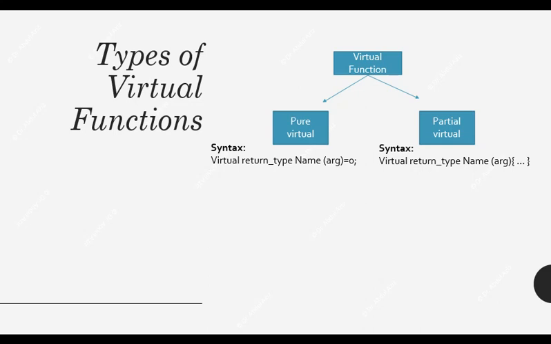On the other hand, we have the partial virtual function, which means it's a virtual function but with some definition as well, which means this is a function that has the definition within the parent as well. But because it's a virtual function, it is mandatory for the child class to override both types of functions, either pure or partial. But remember, the pure virtual function will be treated as the abstract function and will make your class abstract.